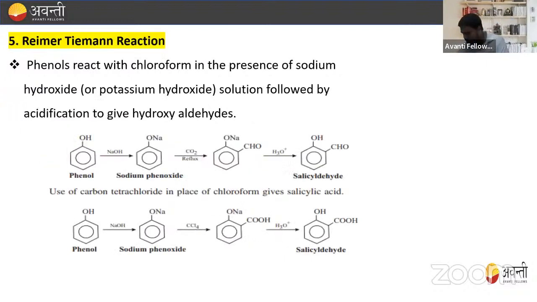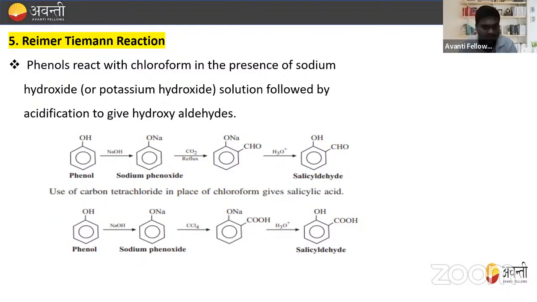Now, some famous reactions of phenol. The Reimer-Tiemann reaction. Basically, phenol reacts with chloroform in presence of sodium hydroxide or potassium hydroxide solution, followed by acidification to give hydroxyaldehyde.